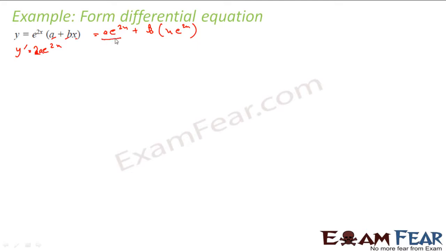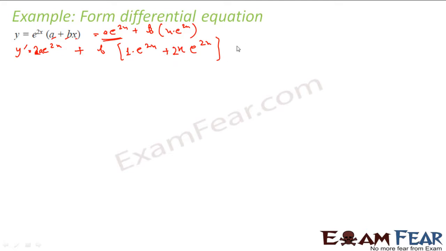Correct? That's what you will get if you differentiate this guy. Plus, no other challenge is this guy. You have to apply the product rule here. So this becomes differentiate x, that becomes 1 into e to the power 2x, plus you keep x constant, differentiate e to the power 2x, that becomes e to the power 2x into 2. Correct? So that's what you get.